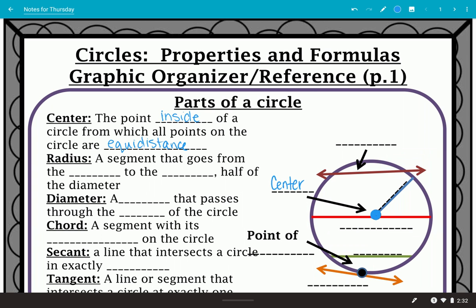The next one is radius. So the radius is a segment that goes from the center to the side. And it's usually half the diameter. So this would be the radius. And it could be going to the right, left, up and down, whatever.